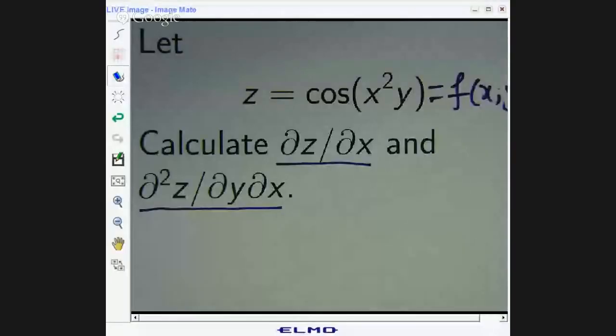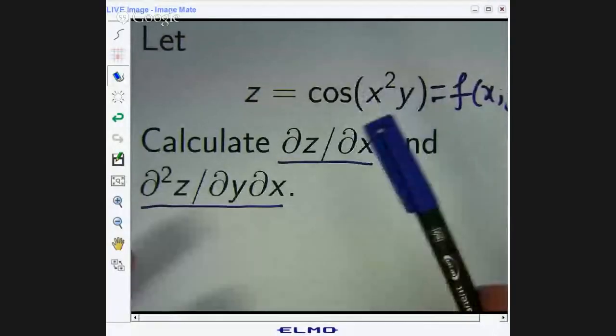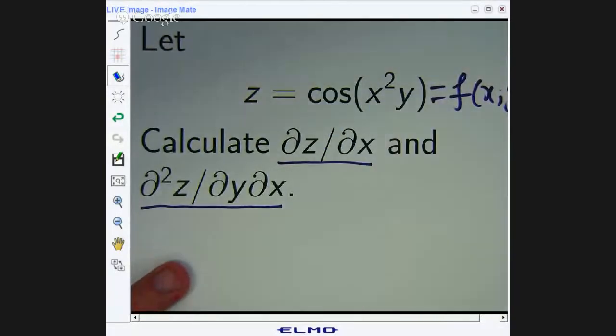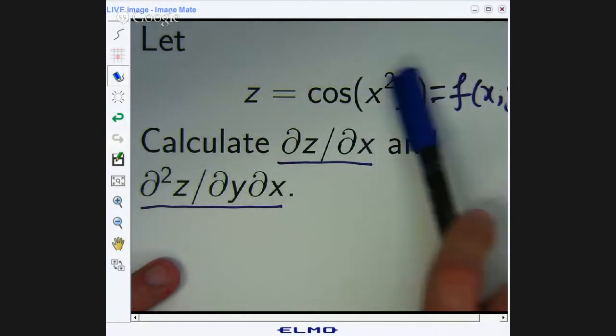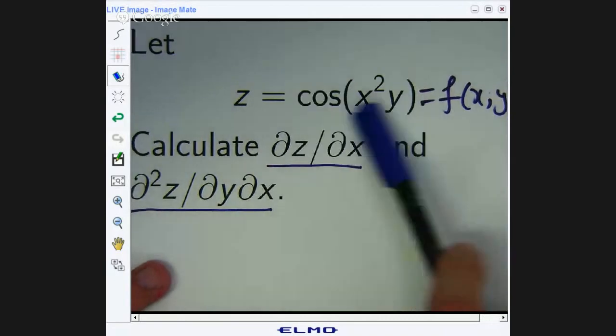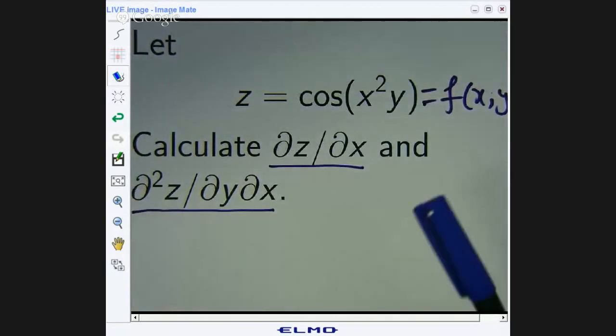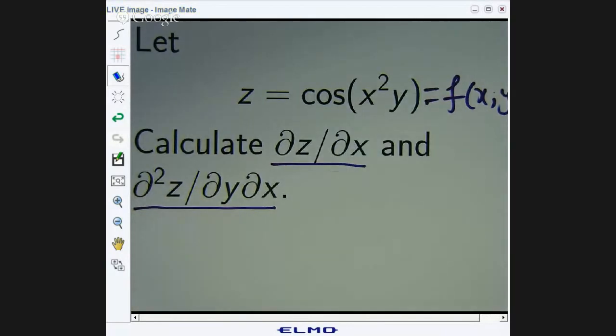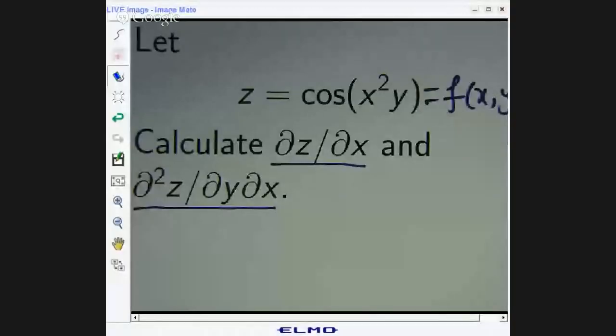Okay, now we've got sort of two functions here. We've got a cosine function and an x squared times y function. So this whole right-hand side, or the middle bit, is kind of like a function of a function here. So this is a composite function. And technically speaking, you could apply the chain rule here. But it's a pretty simple function, and you can do it without the chain rule. So let me show you what we do here to save a bit of time. Also, I have other videos on the chain rule.